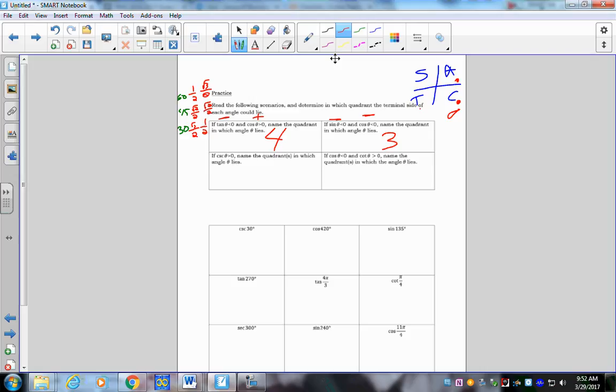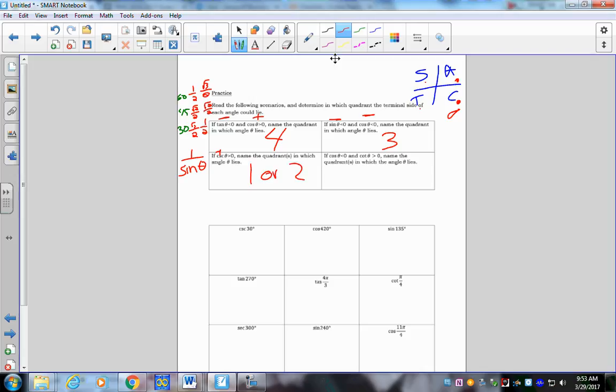If cosecant is positive, so cosecant is 1 over sine, it's going to follow the sine pattern. It doesn't matter that it's a reciprocal. Wherever sine is positive, so is cosecant. Wherever sine is negative, so is cosecant. Okay, so with that being said, I'm looking for where it is positive. Sine is positive in both 1 and 2, so that means cosecant is also positive in both 1 and 2.